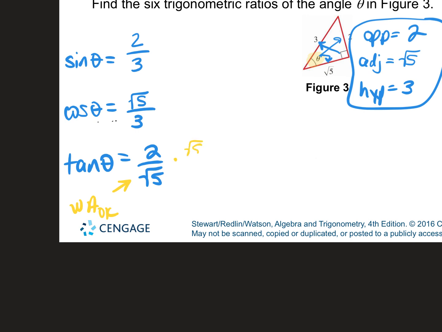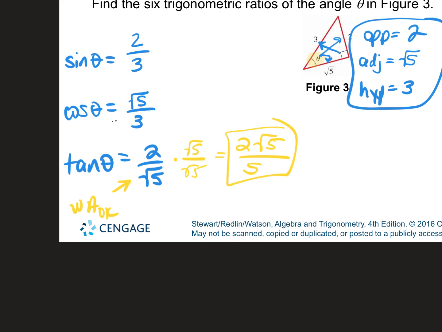So I'm going to multiply the bottom and the top by the square root of 5. So this becomes 2 root 5 over 5. That is the answer Mrs. Meadows wants. WebAssign will allow you to leave the radical in the denominator, so that's fine. But on a test or a quiz, you guys have to rationalize.